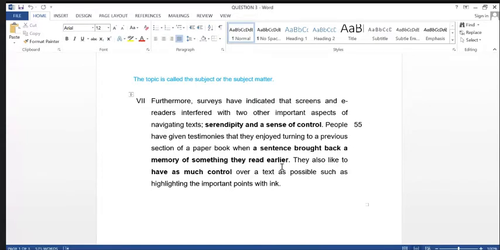Jadi, patutlah ni, so dia patah balik page belakang misalkan tu. Okay, they also like to have as much control over a text as possible, such as highlighting the important points with ink. So that's what you can do of a printed paper, a printed book.